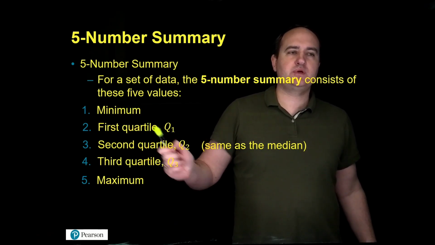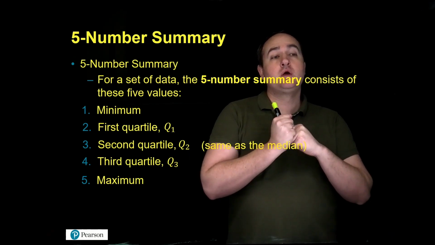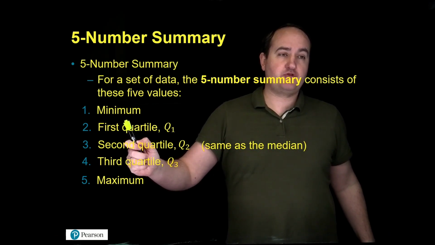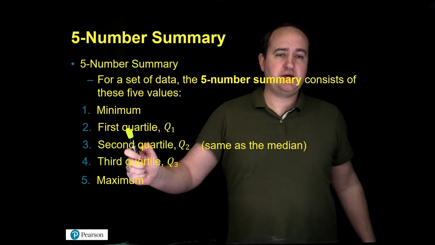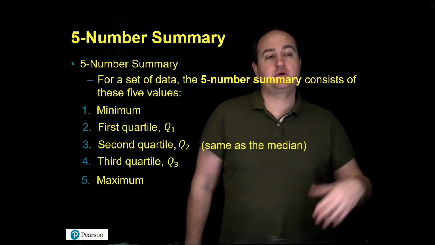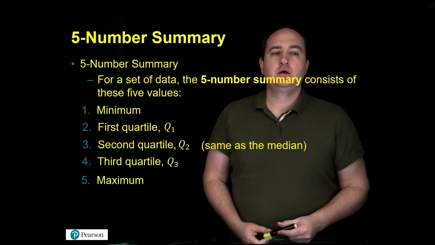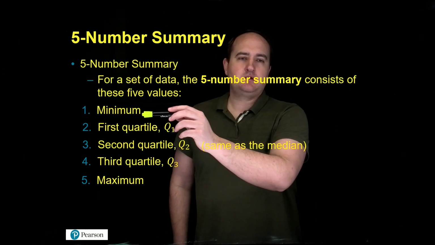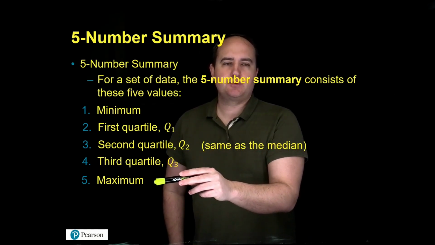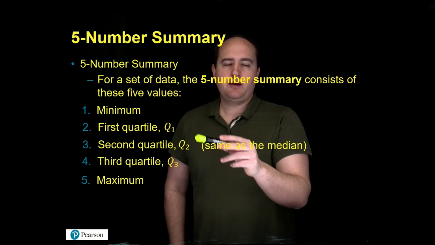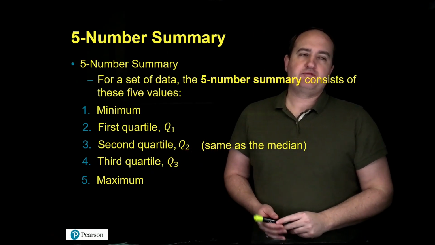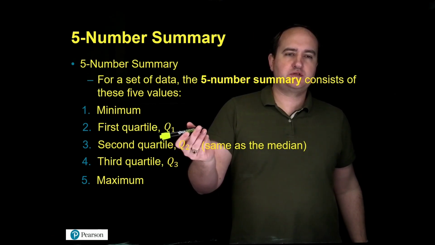Remember that when the data values are written in increasing order, the minimum is just going to be the first data value, and the maximum is going to be your largest data value, the very last one. So it should be very easy, once your values are sorted, to find the minimum and the maximum. And then I will talk about the most straightforward way of finding the quartiles.